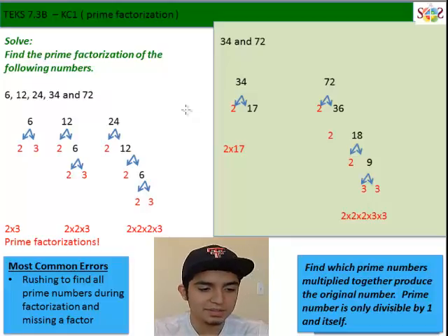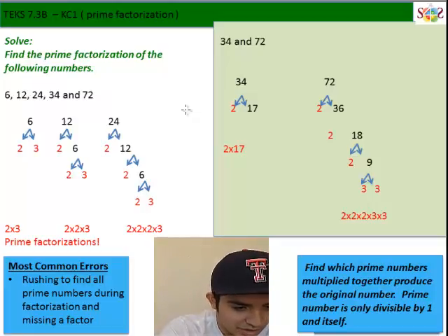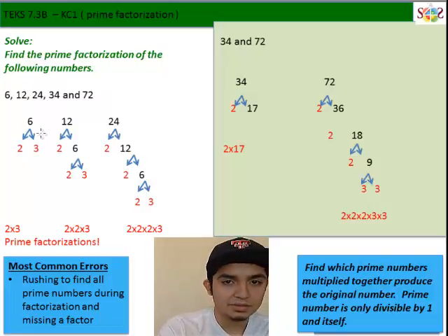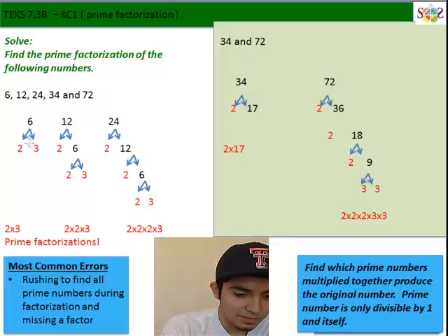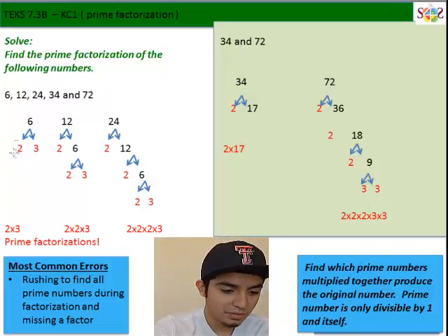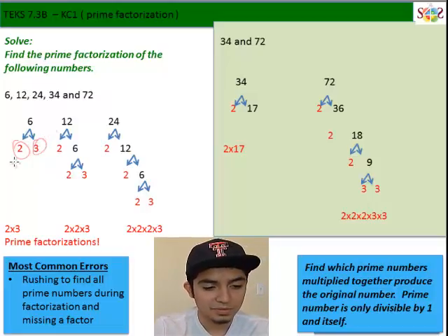So here we have 6. And here we're going to find the prime factors of 6, which, if you divide 6 by 2, you're going to get 3. So then your prime factors are 2 and 3, as you see here. And since 2 is already a prime number, we don't have to go any further. And 3 is also a prime number, so we don't have to go any further.